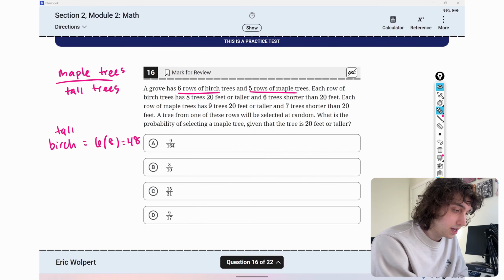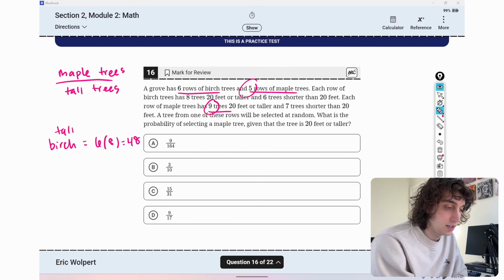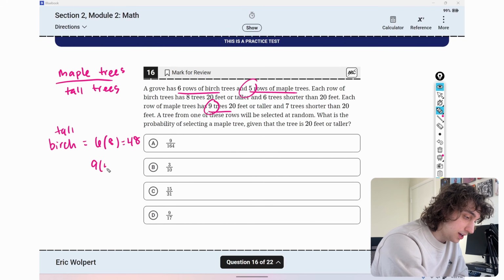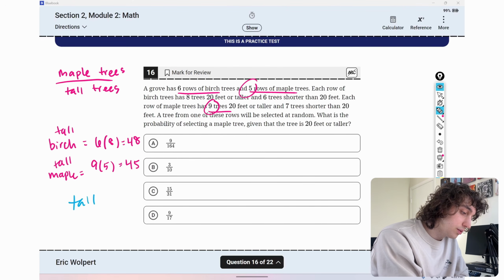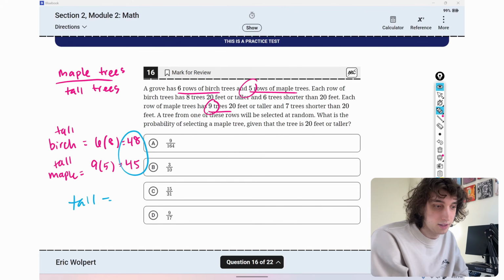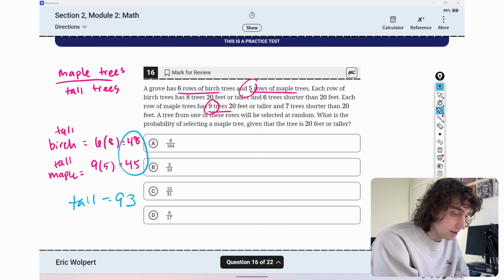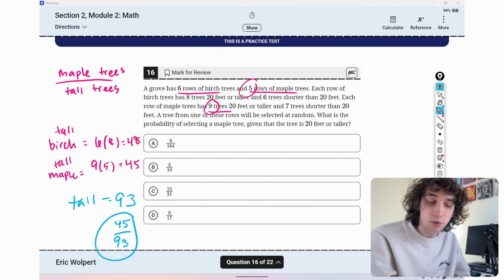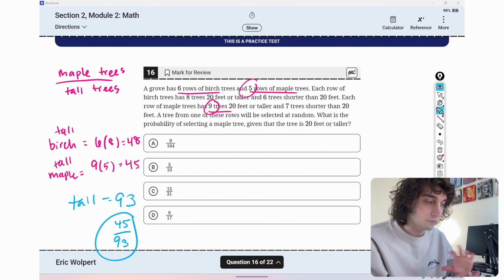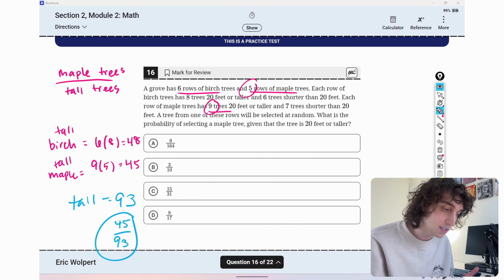So then we see that each row of maple trees has 9 trees that are 20 feet or taller. So again, there are 5 rows of maple trees, 9 trees per row. That would be 9 times 5, so 45 for the number of tall maple trees. And so we can say that the total number of tall trees is going to be these two numbers added together, which gives you 93. So if there are 93 tall trees and 45 of them are maple trees, then we have a 45 out of 93 probability of selecting a maple tree if we're randomly picking a tall tree. That's what this problem is getting at.